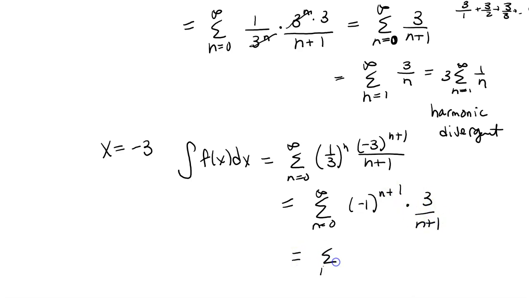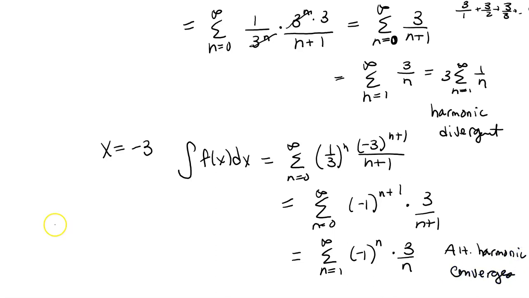And then if we just shift that index to be 1 to infinity, we would have -1 to the nth power, because we'd be starting at 1 instead of 0 plus 1, times 3 over n. And if you bring the 3 out, this is an alternating harmonic. So you can either do that or you can do the alternating series test. But this is an alternating harmonic, and it converges. So the interval of convergence for the integral is going to be -3 with a bracket and 3 with parentheses.